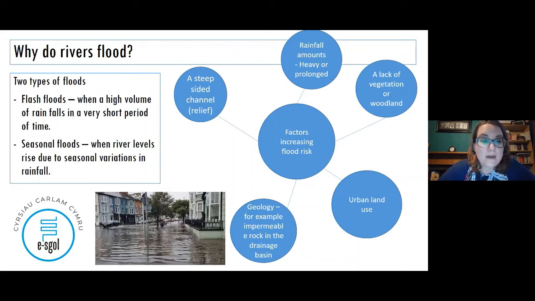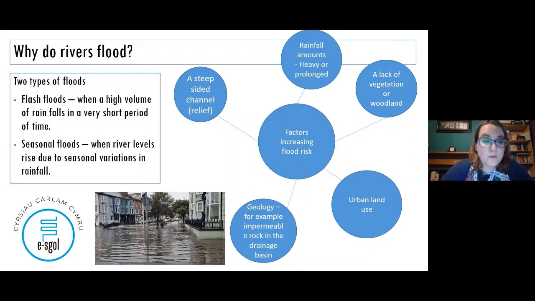Heavy rain is when there is less chance of it being soaked up by the soil because it's rained heavily over a short period of time. As a result, it runs off into the river, and the faster the water reaches the river, the more likely it is to flood. We also have our relief. If you have a steep valley, it's more likely to flood than a flatter valley because the rainfall will run into the river more. We also have geology.